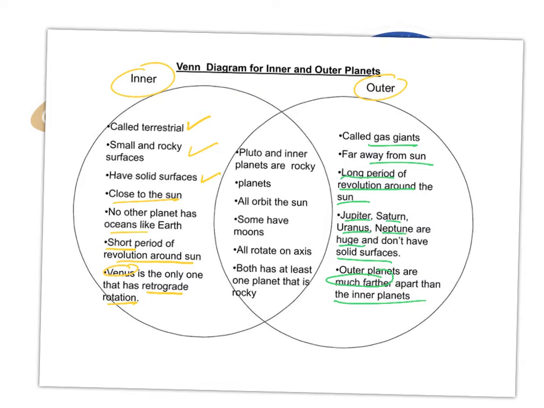Now these are the similarities of them. Pluto and the inner planets are both rocky. They're all called planets, and they all orbit the sun in the same direction. Some have moons, and they all rotate on their axes, and both have at least one planet that is rocky. So that's how they are the same.